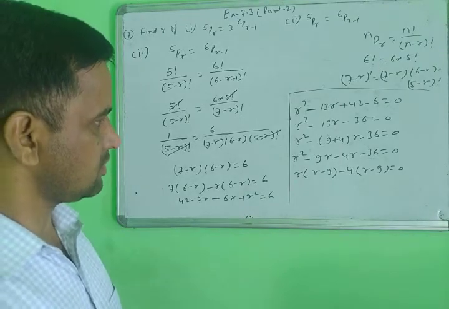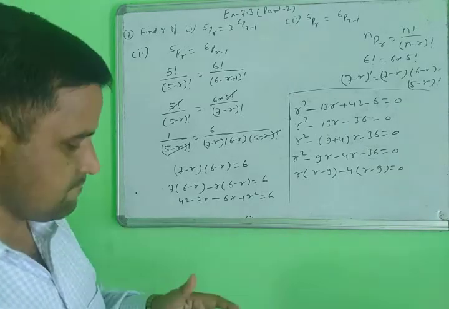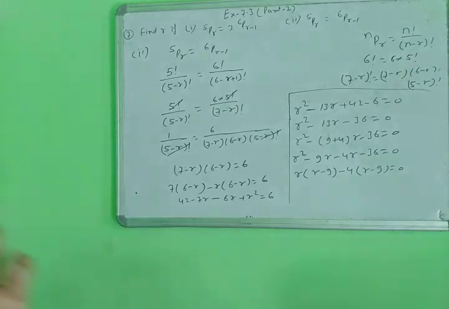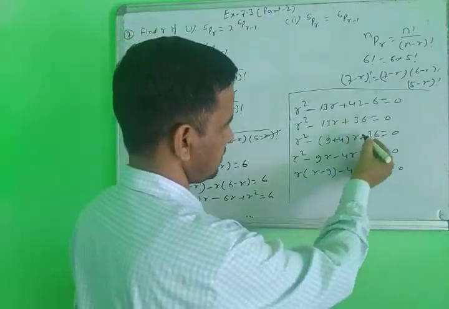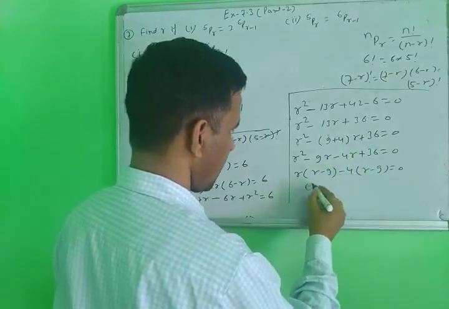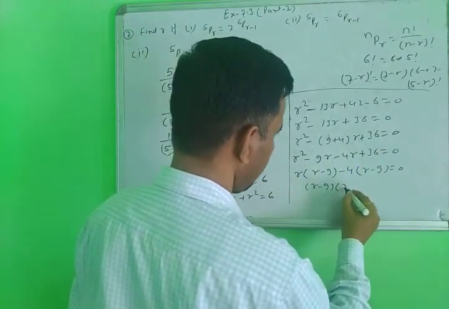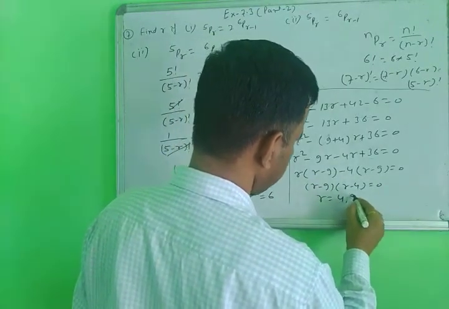So then its answer will become r minus 9, and here you change the plus sign. Taking 4 common here, then (r minus 9)(r minus 4) equals 0. The values of r here are 4 and 9.